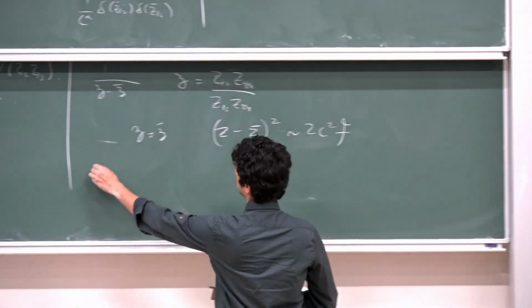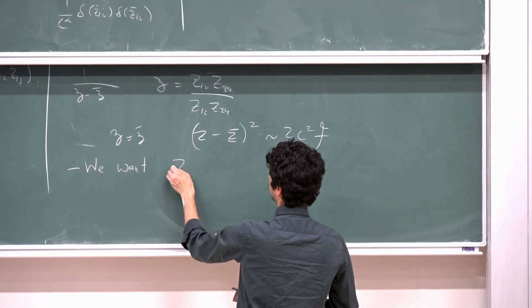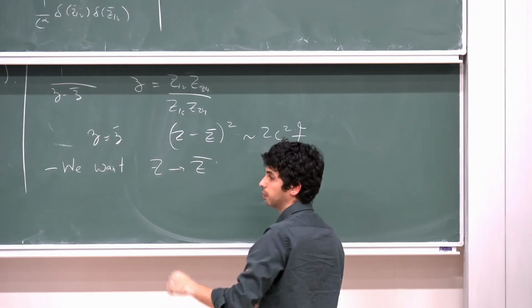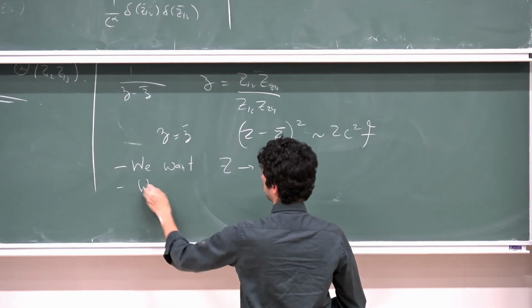So we want two things. We want a singularity as Z goes to Z bar. We want the correlation function itself to be singular.